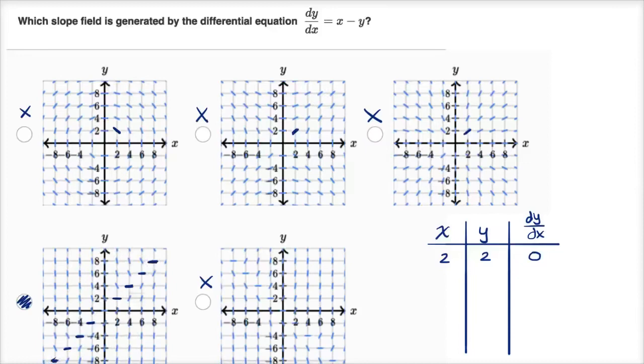And then we could pick our other arbitrary points. Let's say when x is 4, y is 2, then the derivative here should be 4 minus 2, which is going to be 2. So when x is 4, y is 2, we do indeed see that the slope field is indicating a slope that looks like 2 right over here.